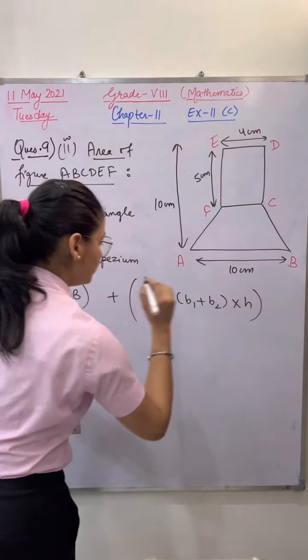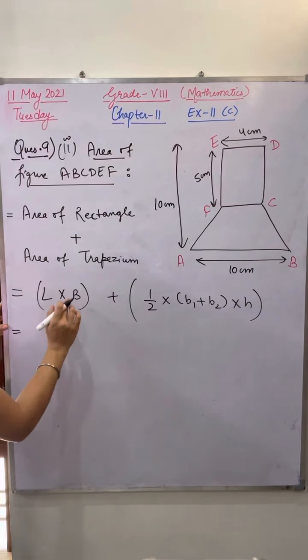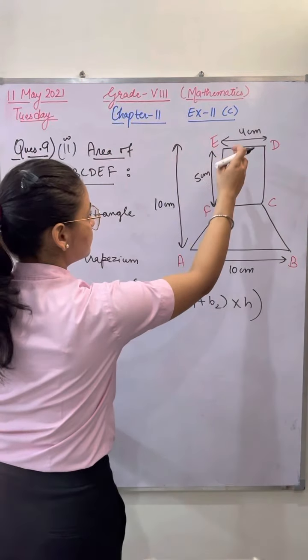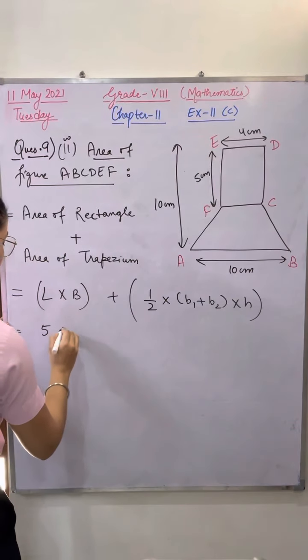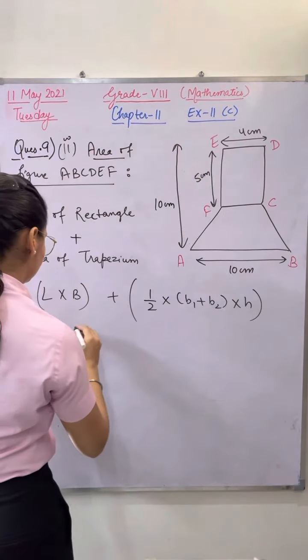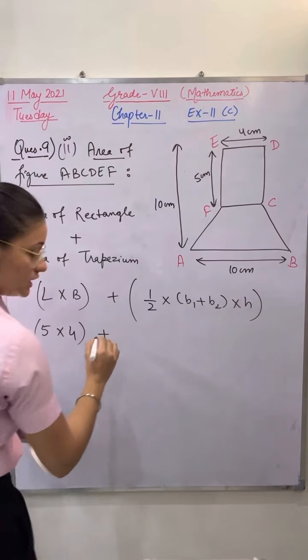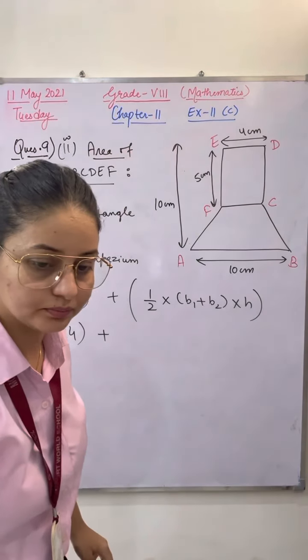Okay. One more thing. Please tell me what is the length and breadth of the rectangle. Ma'am, length is 5 centimeter. Yes. And ma'am, breadth is 4 centimeter. Okay, 4 centimeter. Rasham, please mute yourself quickly. Very good. Okay, ma'am.